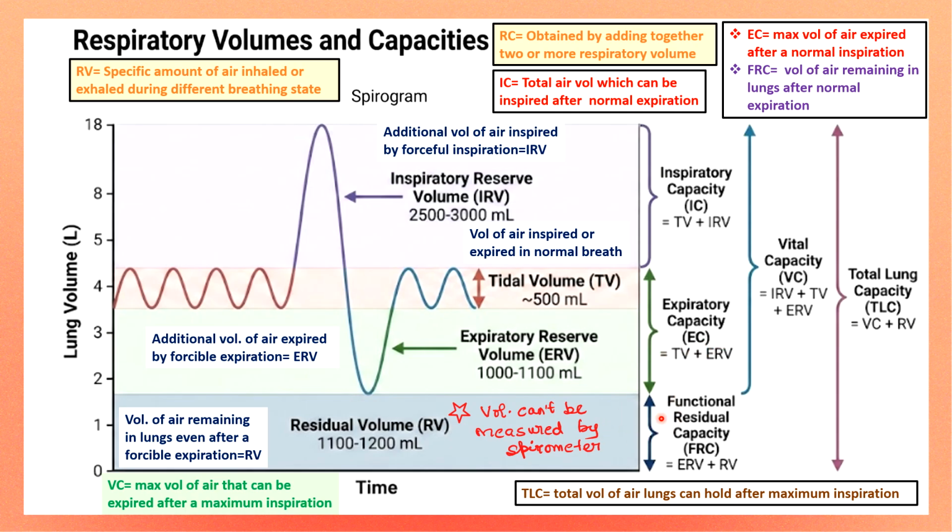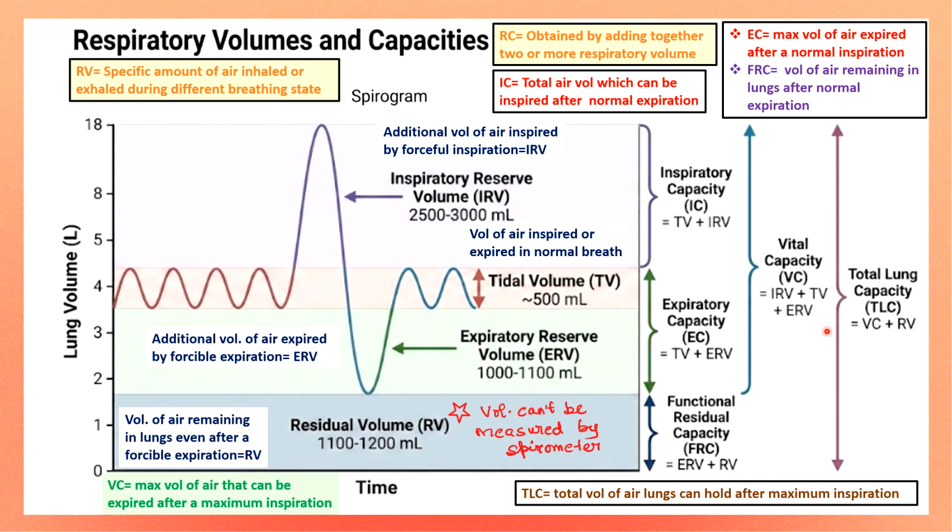Okay. Next is functional residual capacity or FRC. That is nothing but the volume of air remaining in the lungs after a normal expiration. If you normally expire, how much air do we normally expire? We know it is the tidal volume. So the functional residual capacity is the volume of air we can forcefully expire, the ERV, plus the residual volume, which is always present in the lung. So FRC is equal to ERV plus RV.